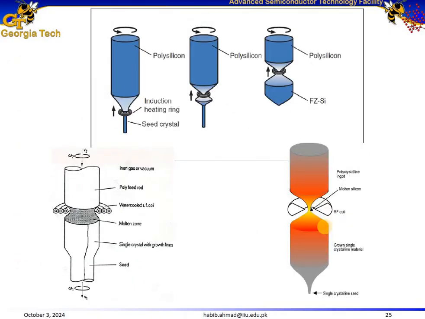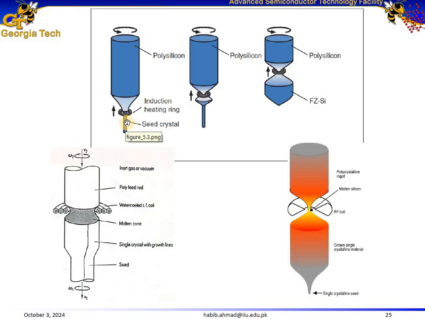So the way it works is, initially a seed crystal. So here is the polysilicon rod. Let's start with this image. Here is the polysilicon rod. Here is the radio frequency coil represented with this small ring, and here is the single crystalline seed crystal.